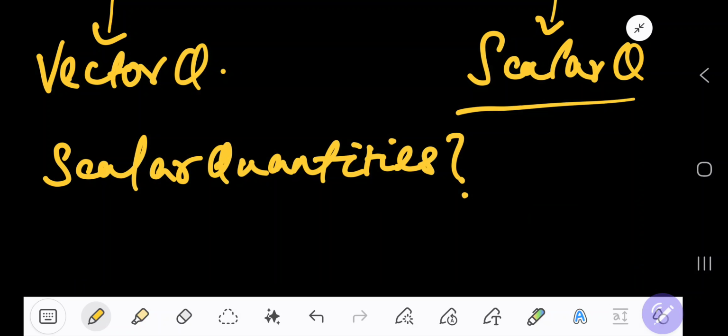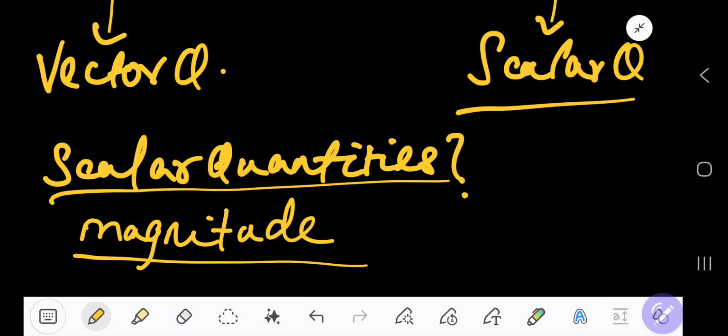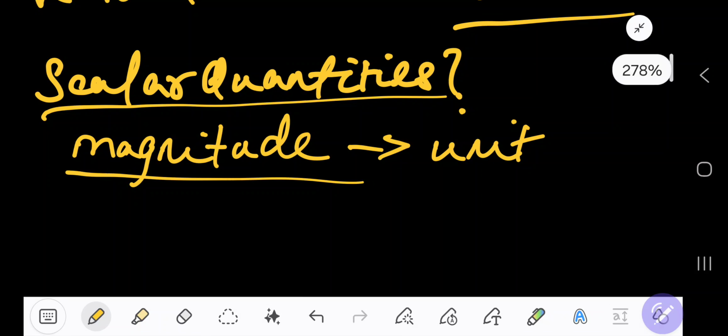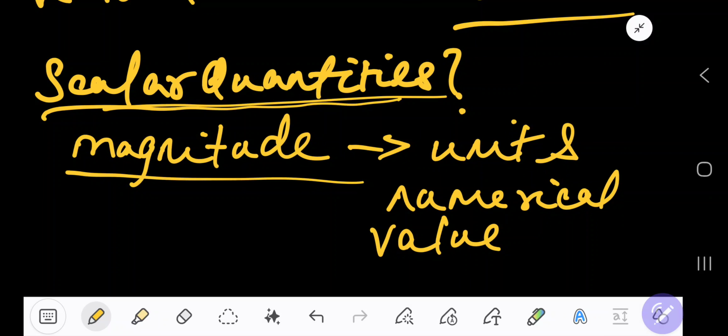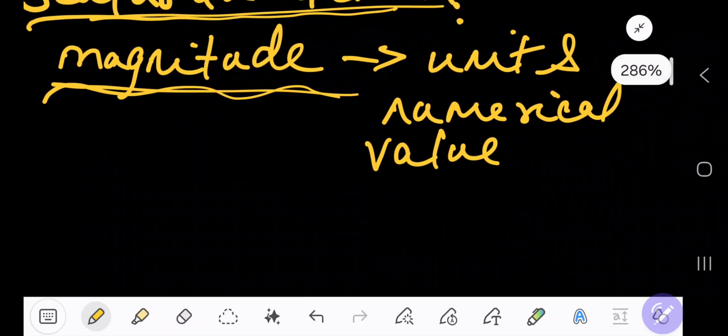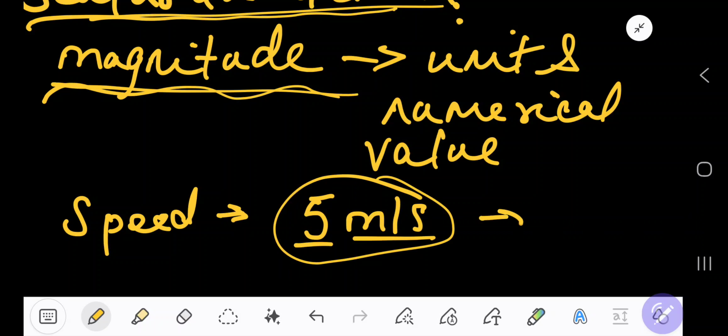Scalar quantities are the physical quantities which are expressed only by their magnitude. The magnitude is basically the unit and the numerical value of the quantity. So all scalar quantities need only their magnitude to represent them. For example, speed, a scalar quantity, needs its unit, which is meter per second, and its numerical value, together the magnitude.